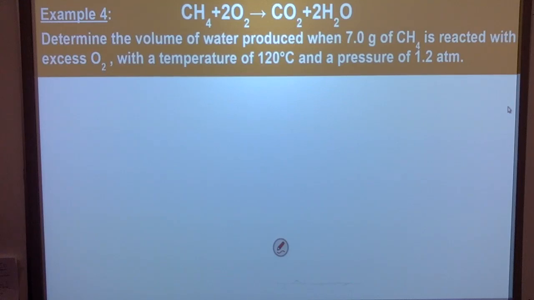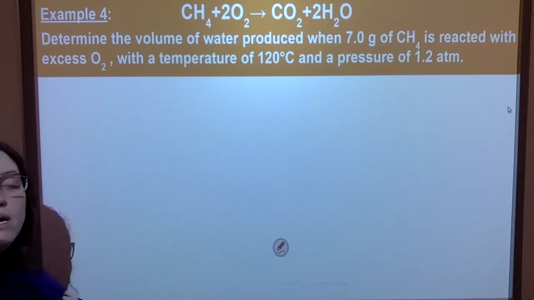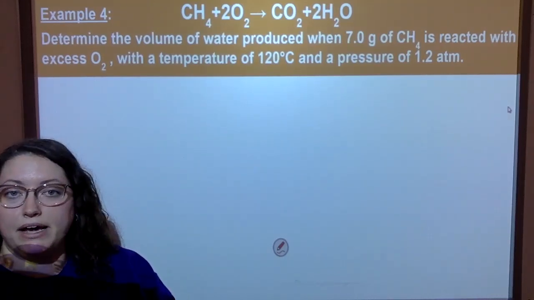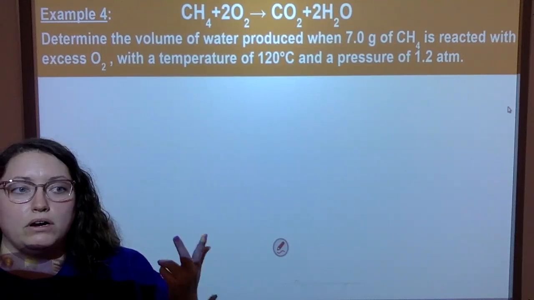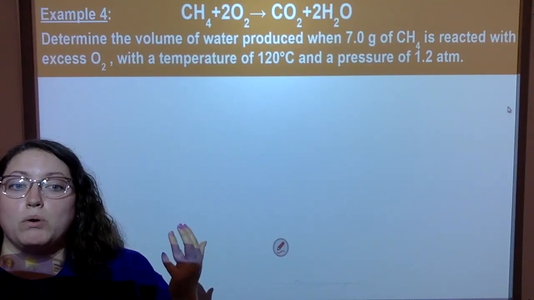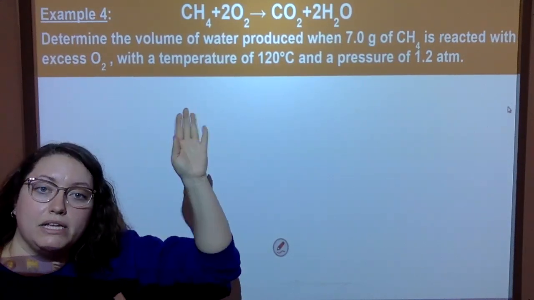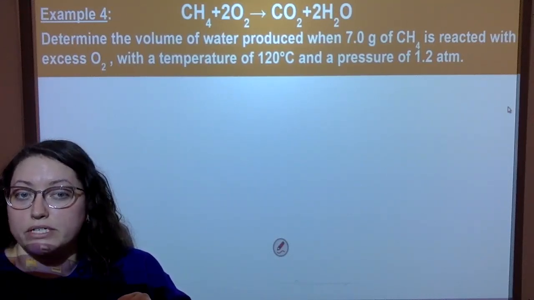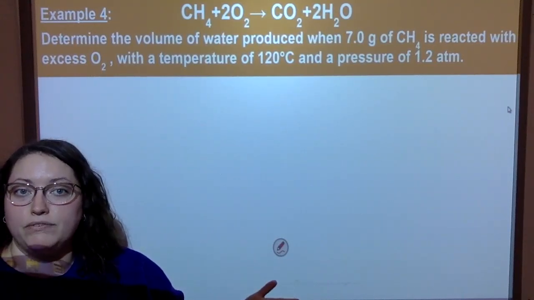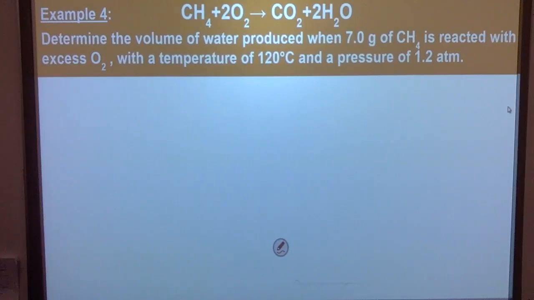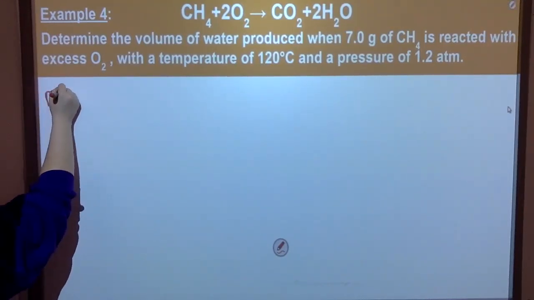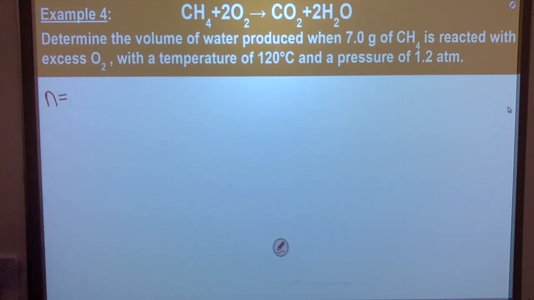All right, so let's see, what are we finding here? We're finding the volume, which means we have to have the pressure. So if we're finding volume, we have to have the pressure, the temperature, the R, which we could have, and we have to have the moles. So based off of this, we have to find the moles first. We have to find n before we can get started. So for this one, we're going to start out finding n.